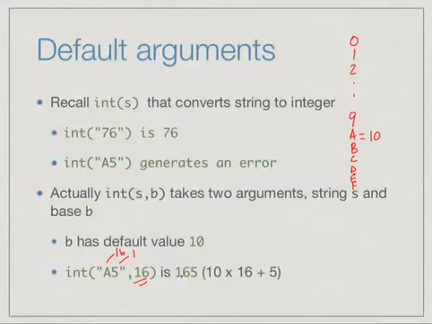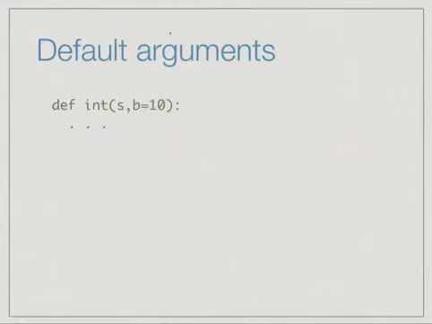So how does this work in Python? This would be how internally, if you were to write a similar function, you would write it. So you provide the arguments, and for the argument for which you want an optional default argument, you provide the value in the function definition. So what this definition says is that int takes two arguments s and b, where b is assumed to be 10 and is hence optional. If the person omits the second argument, then it will automatically take the value 10. Otherwise, it will take the value provided by the function call.